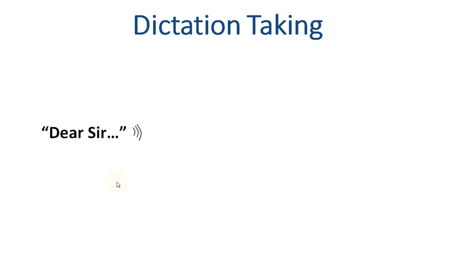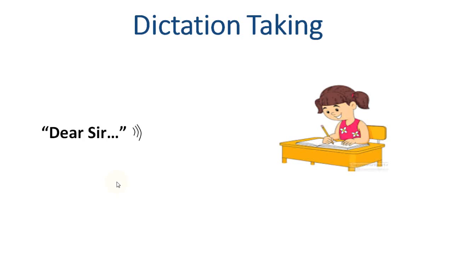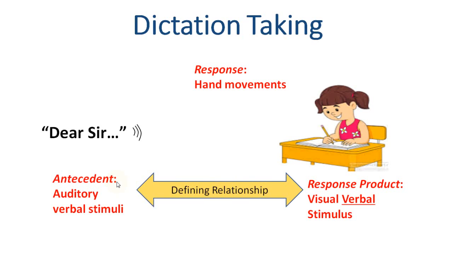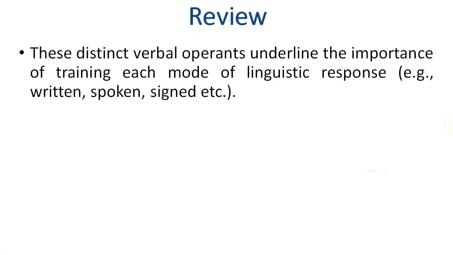And so we have the case when we are writing letters. For example, we have an antecedent auditory stimulus and a visual verbal response, even though the responses per se are actually hand movements. Okay, to review then, these distinct verbal operants underline the importance of training each mode of linguistic response.